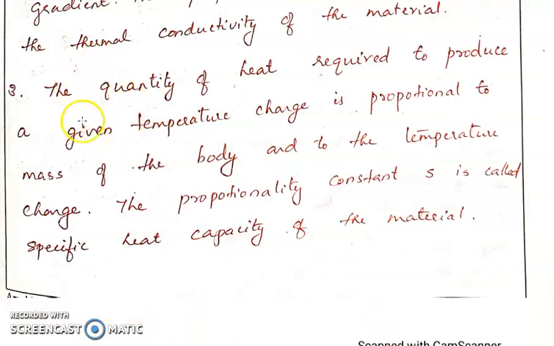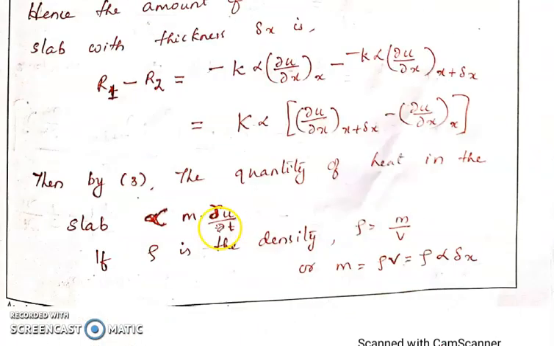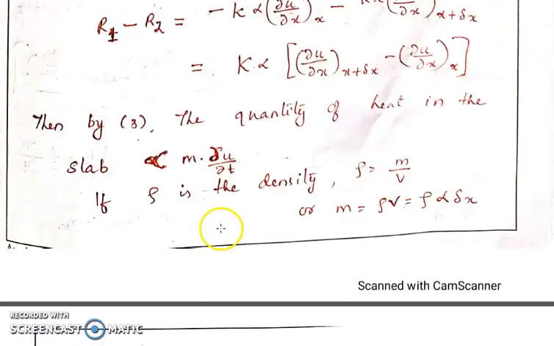Then again we consider the third law. By the third law, the quantity of heat required to produce a given temperature change is proportional to the mass of the body and to the temperature change. Then we apply this third law.